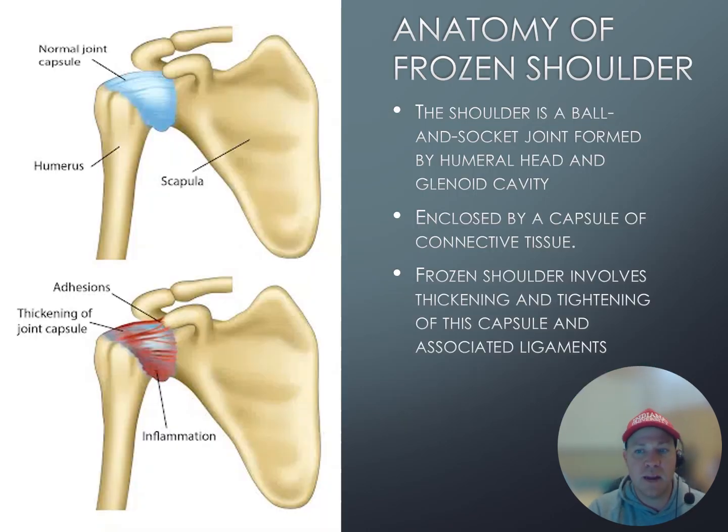And a little bit on the anatomy of the frozen shoulder. The shoulder itself is a ball and socket joint that's formed by the humeral head, the ball, and the glenoid cavity, the socket. Now I want you to think about the shoulder as a golf ball that sits on a sideways golf tee. Now, the joint capsule and capsular ligaments help keep that ball on that tee at all times, whether we are at rest or moving the shoulder. And frozen shoulder itself involves thickening and tightening of this joint capsule and those associated ligaments, as seen in this bottom left image of this slide.